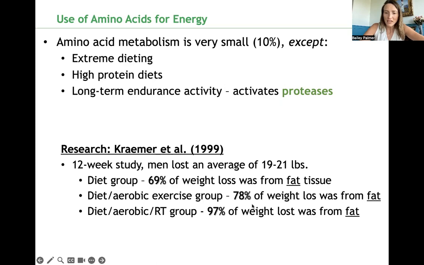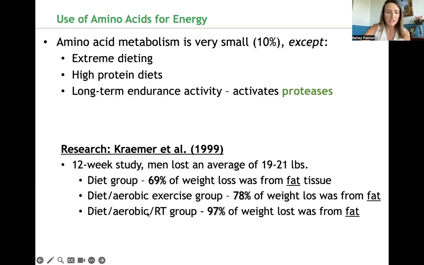Well, now only 78% of the weight they lost was from fat. So we increased that bar, that percentage. So of the 100% of weight they lost, 78% was from fat. Okay, well, where does the other 22% of the weight they lost come from? Still, it came from muscle. We preserved a little bit.